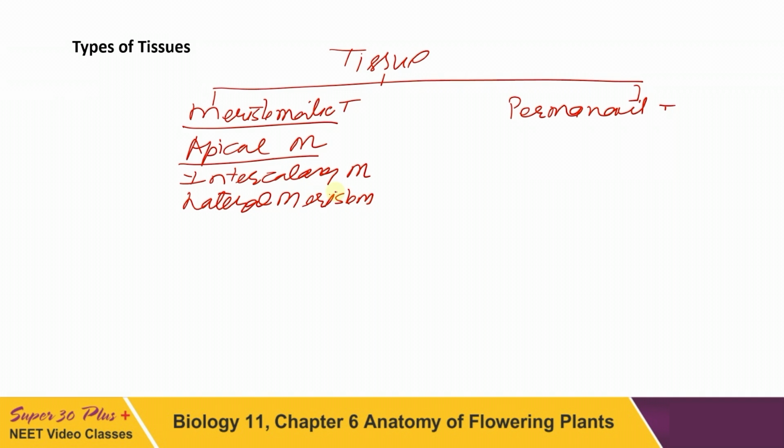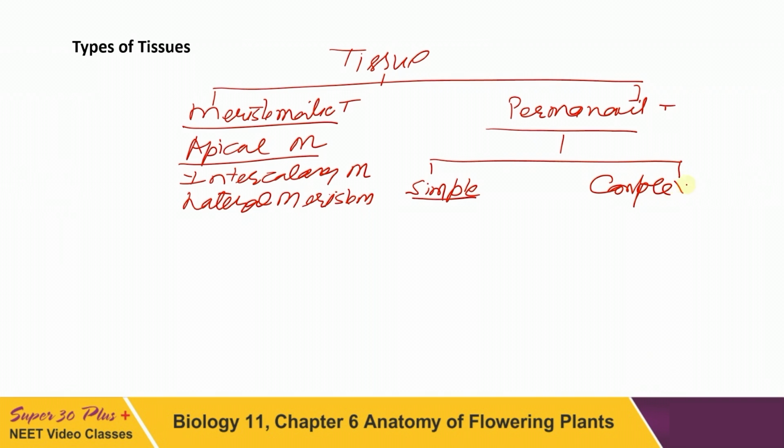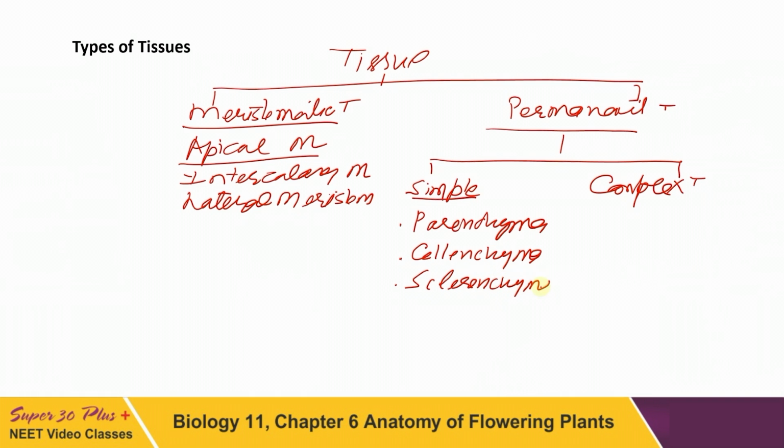In the same way, permanent tissue we can divide into 2 categories. Those made up of only one type of cell will be known as simple permanent tissue. Those made up of more than one type of cell will be known as complex tissue. Simple tissue we have to study in detail. One is parenchyma, one is collenchyma, and the third one is sclerenchyma. In the same way, complex tissue will be 2: one is xylem and one is phloem.